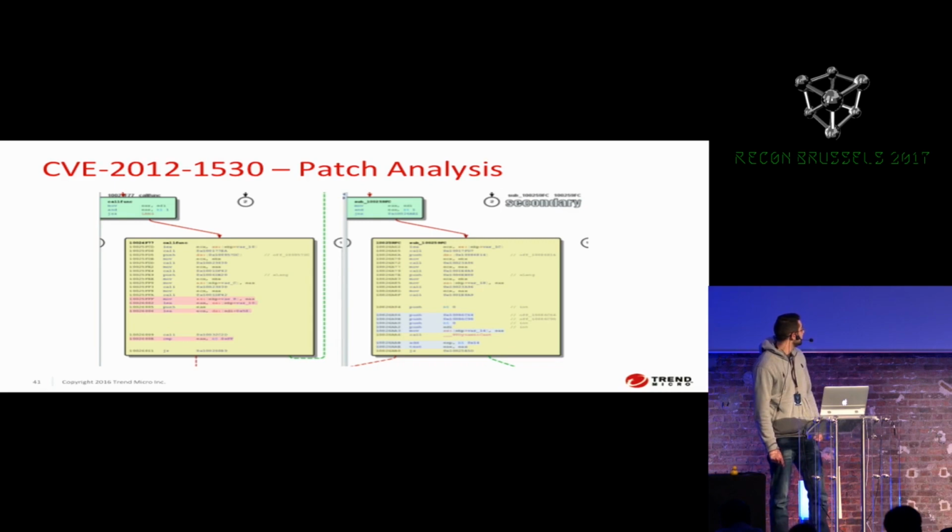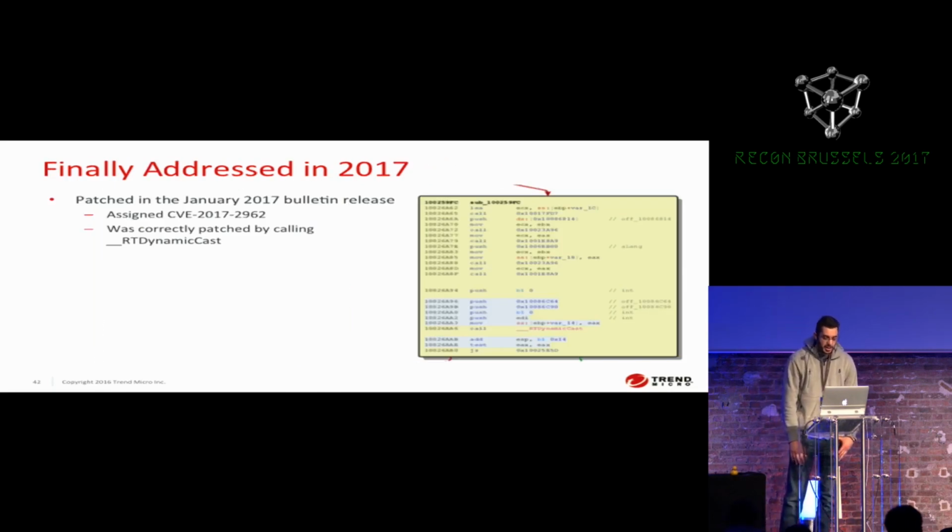This is the diff of the January 2017 patch, and basically they did it right this time, and they called a function called RT dynamic cast to do the casting in the right way.